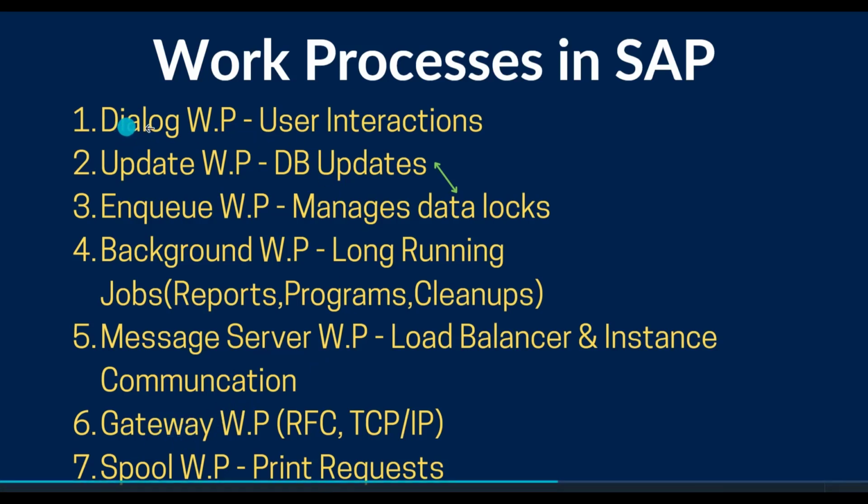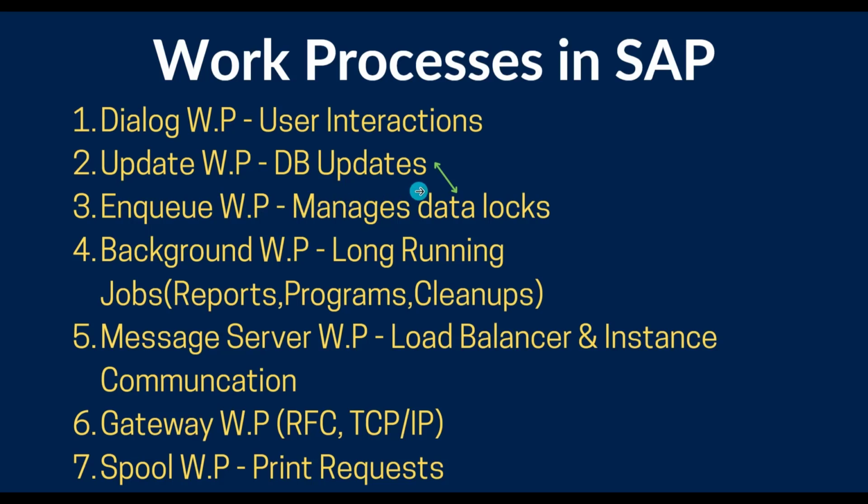When it comes to the dialog work process, it is used to handle the user sessions, majorly the user interactions. Update work process is involved directly whenever you change any tables or something. Without the update work process, the database is not going to be updated in the system. The relationship between update and enqueue is common: whenever you are going to update, the related object is going to be locked by the enqueue work process.